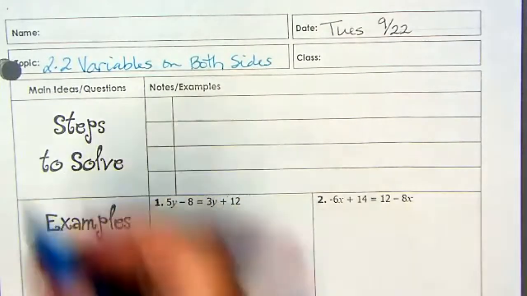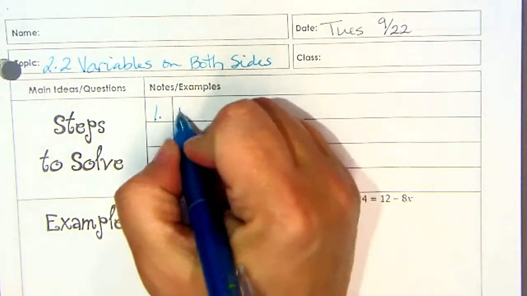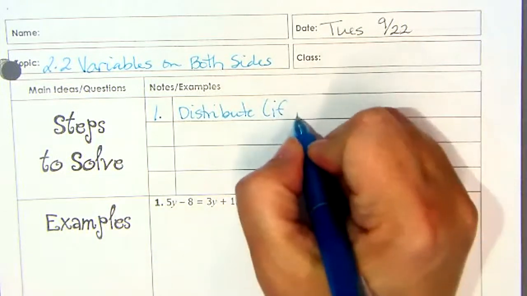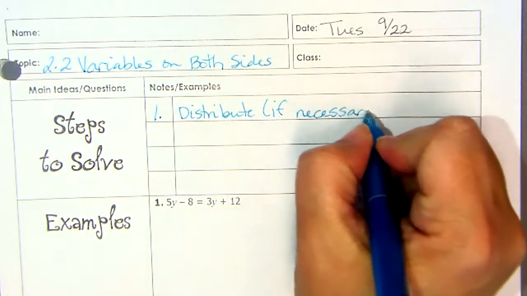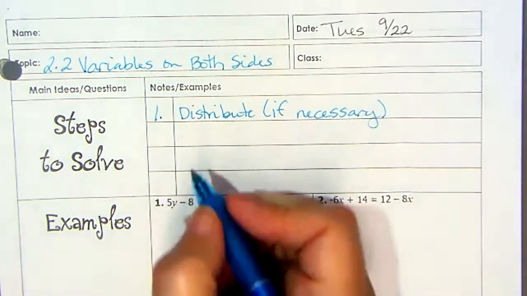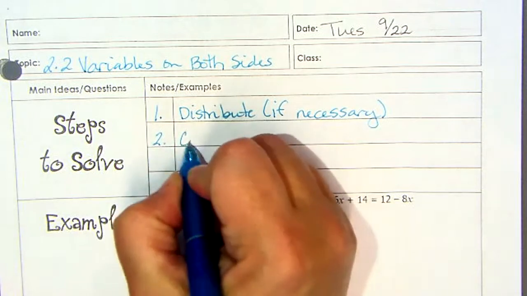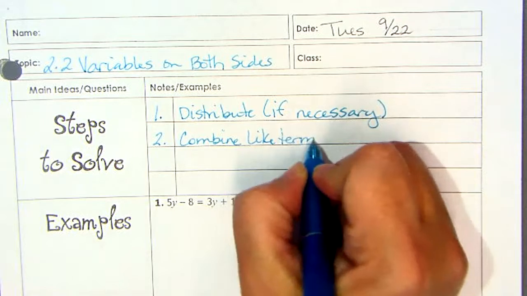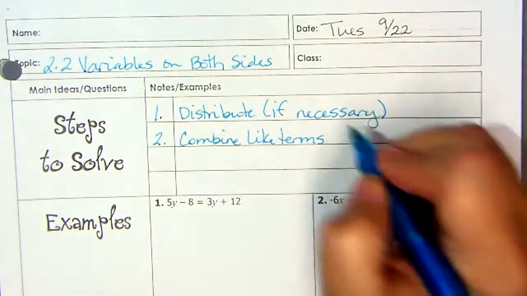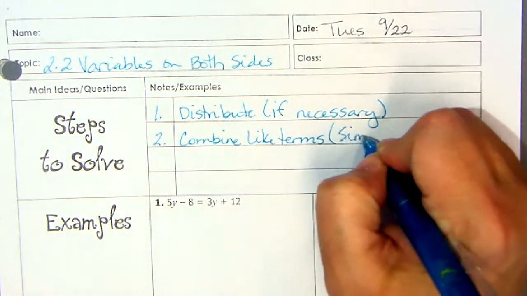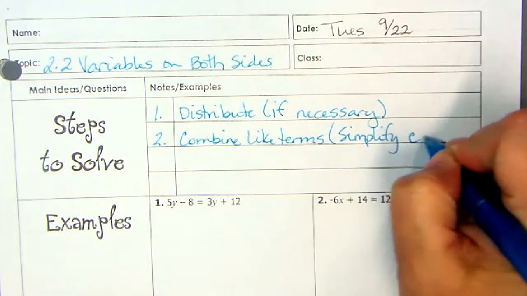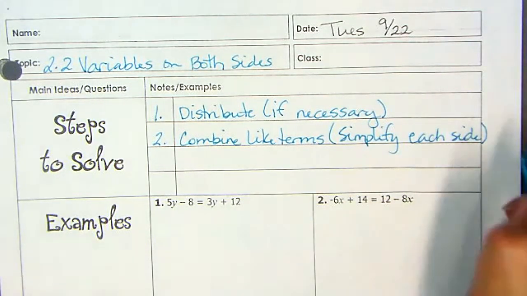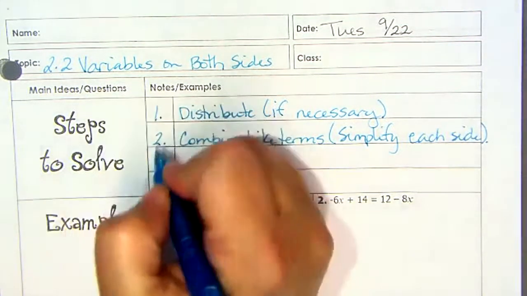So our steps to solve. Step 1 is always to distribute if necessary. Step 2, combine like terms, or I sometimes refer to this as simplify each side, because you are only staying on the same side of the equal sign. You don't move from one side to the other at this point.